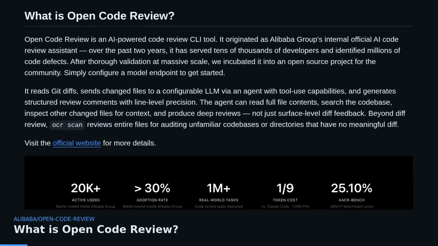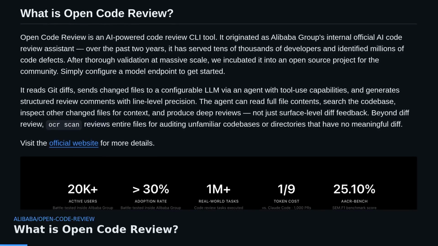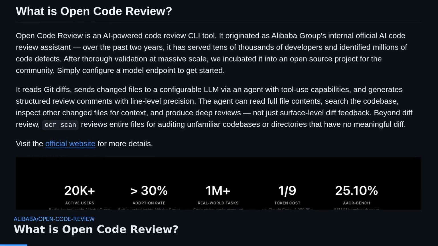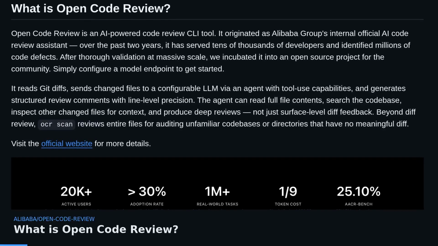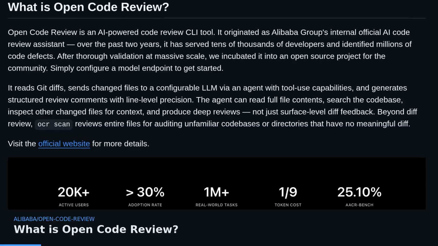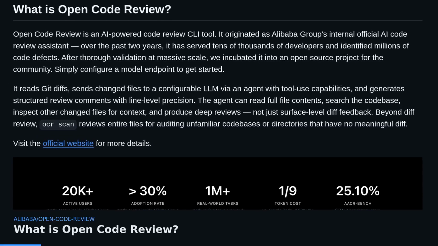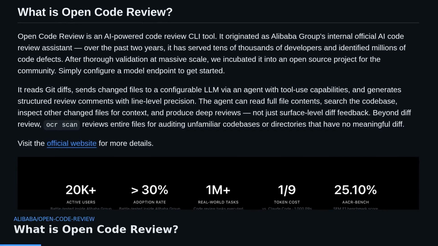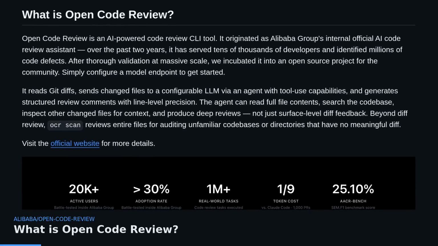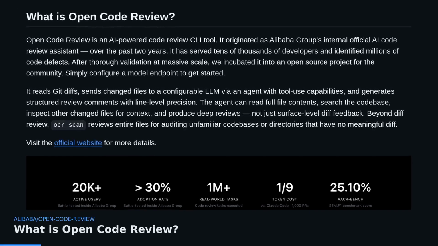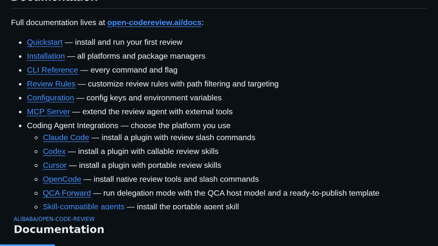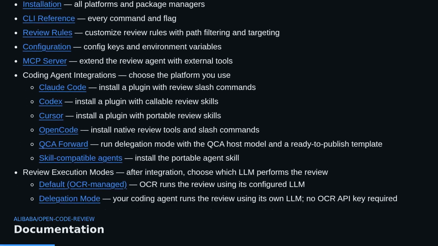OpenCodeReview is an AI-powered code review tool that originated from Alibaba Group's internal use. It's designed to handle large-scale code bases and has been used by tens of thousands of developers. It's now open source and can identify millions of code defects. So, what makes this different from other code review tools out there?